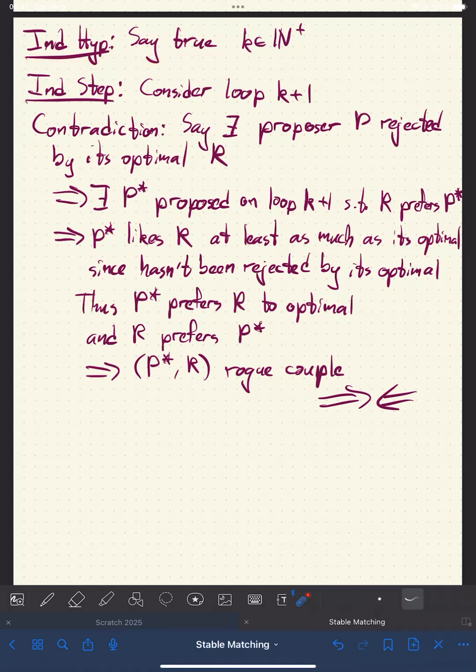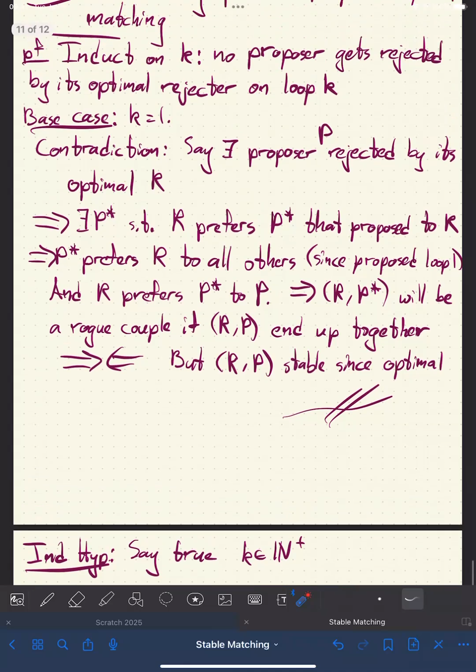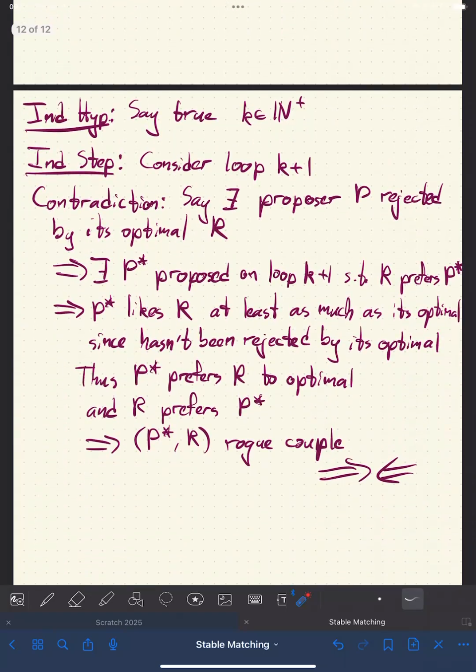Here's our inductive hypothesis. Just say it's true for K, some positive loop K. Again, what are we saying is true? That no proposer gets rejected by its optimal rejector on loop K. So we're assuming that no proposer gets rejected on loop K, and now the inductive step is to consider K plus 1. Again, we're going to do contradiction because it gives us a handle on something. If we do contradiction, now we know there exists a proposer P that gets rejected by its optimal R, on loop K plus 1.